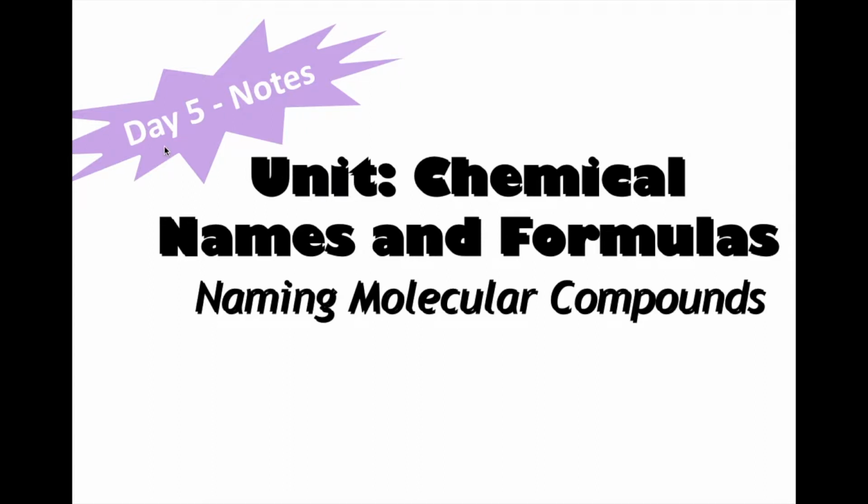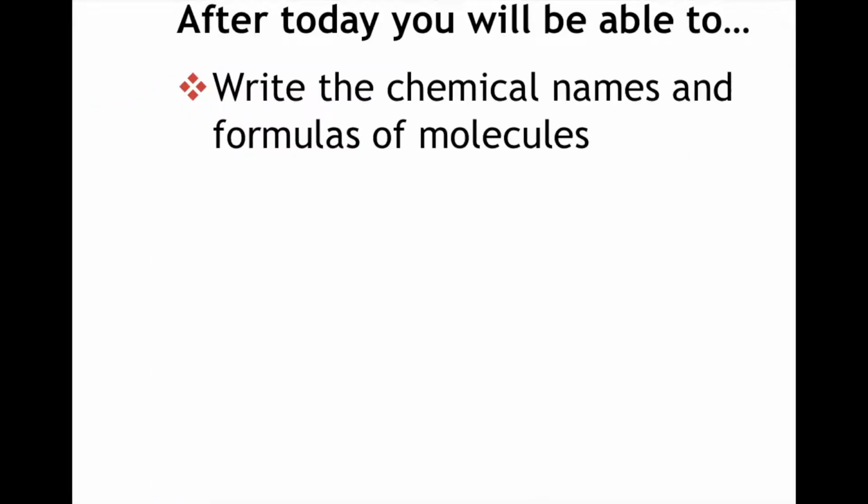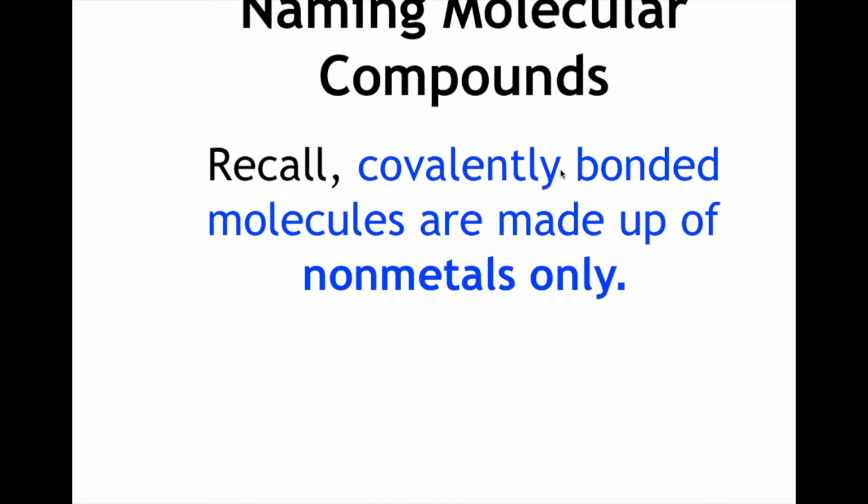All right, so today we're going to go over naming molecular compounds, which in my opinion is literally the easiest part of this entire unit. We're going to be able to write the chemical names and formulas of molecules, so things that are covalently bonded together, not ionically bonded, not the transfer of electrons, not a metal bonded with a nonmetal. These are all nonmetals. So everything on the right side of that stair step on the periodic table, that's what we're dealing with only on molecular compounds, with the exception of hydrogen.